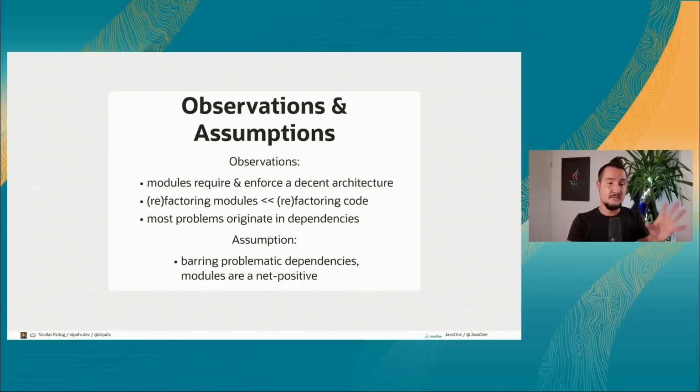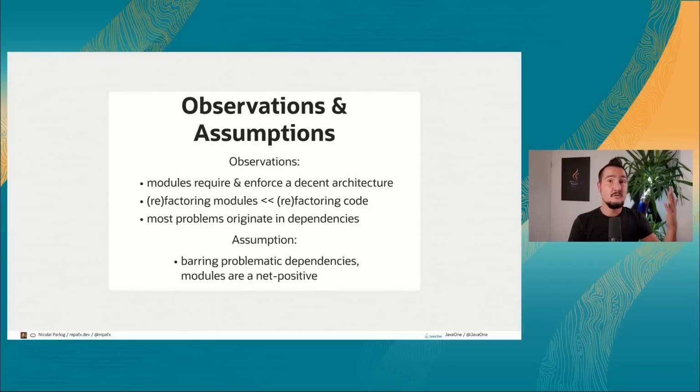And then the final observation is that most problems originate in dependencies. Okay, so with those observations under the hood, I'm going to make an assumption. If you don't have particularly troublesome dependencies, then modules are a net positive. They cost some work on the side. It's like putting on a seatbelt. It's some effort. But overall, the effect of that is, as I said, a cleaner and better architecture. And the benefits that I described in the beginning are like more explicit dependencies, better place for documentation, all of that. So my assumption is that we understand that this is a net positive.